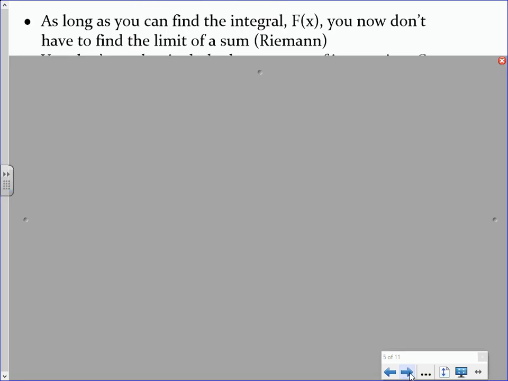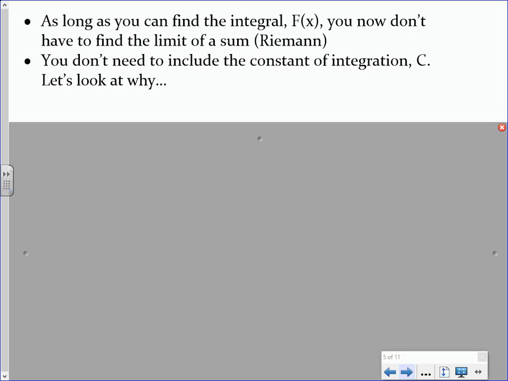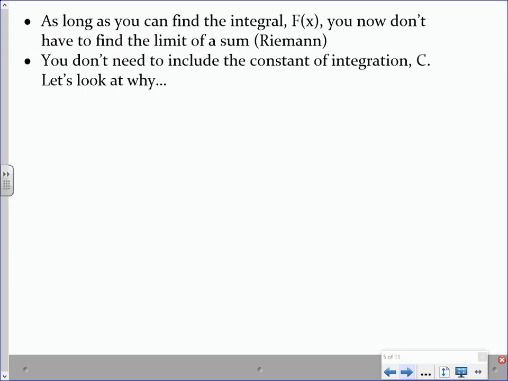So, as long as you can find the integral, as in the antiderivative, you don't have to find the limit of the sum for a Riemann sum. Okay? I will specifically ask you to do a Riemann sum on the quiz and the test, but that is it. Okay? Also, you do not need to worry about the plus c if you have a definite integral. You do not need to worry about the plus c for a definite integral.